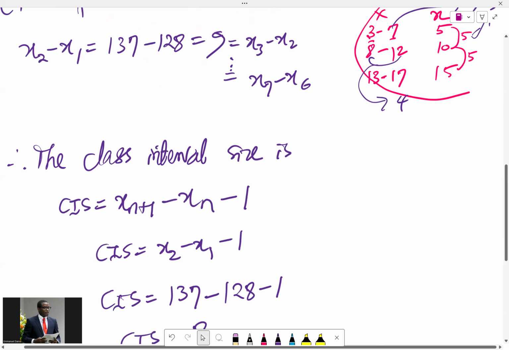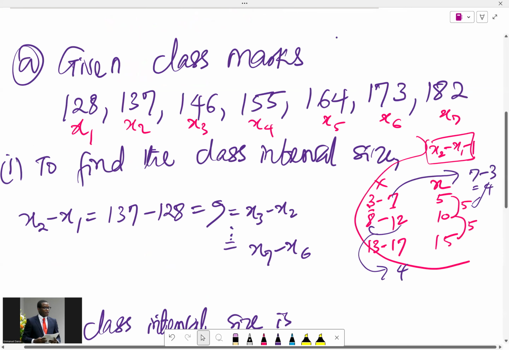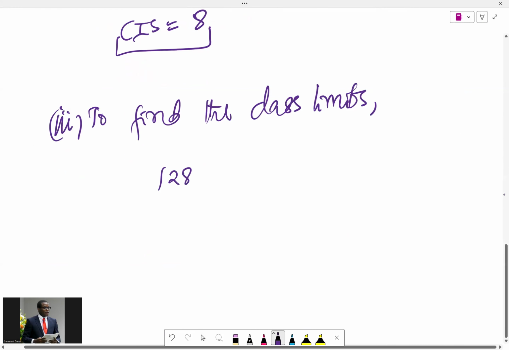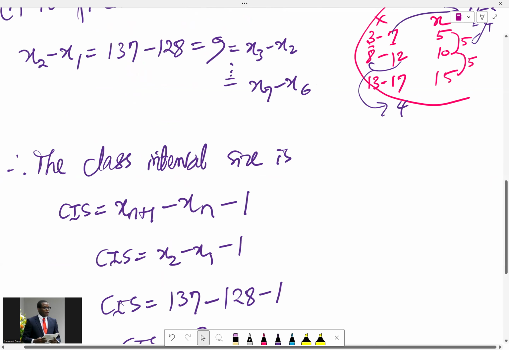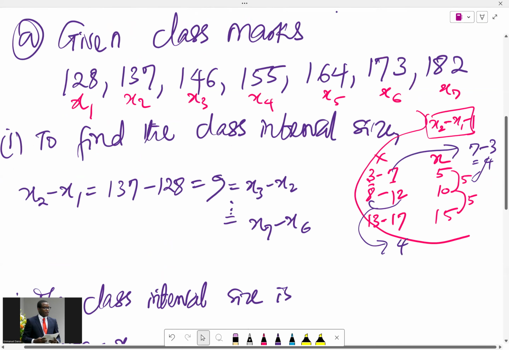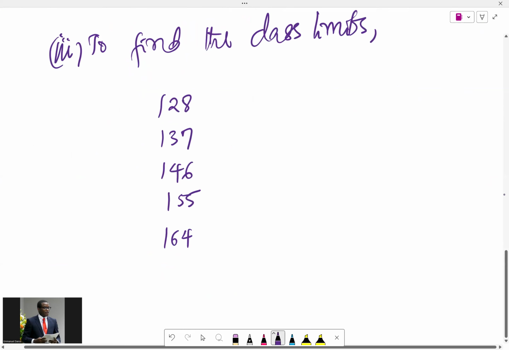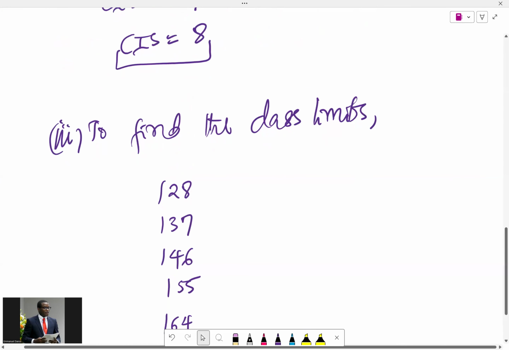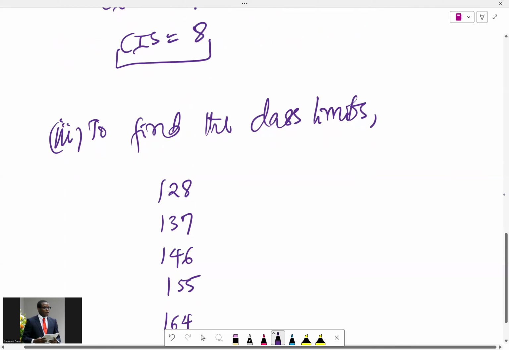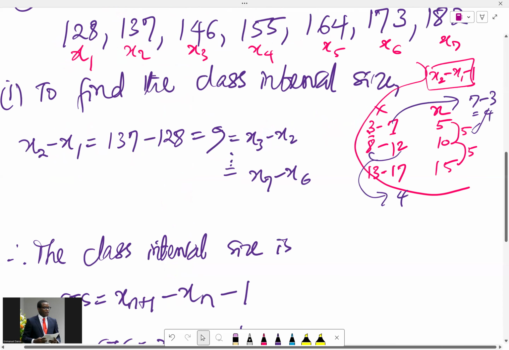Now you already know you have 128 plus 9, that's 137, plus 9, 146, plus 9, 155, I believe. Plus 9, 164, plus 9, 173, plus 9, 182, and that's how far it goes. Now, we need the class limits. That means, these things are class mid mark, or what is that called now?